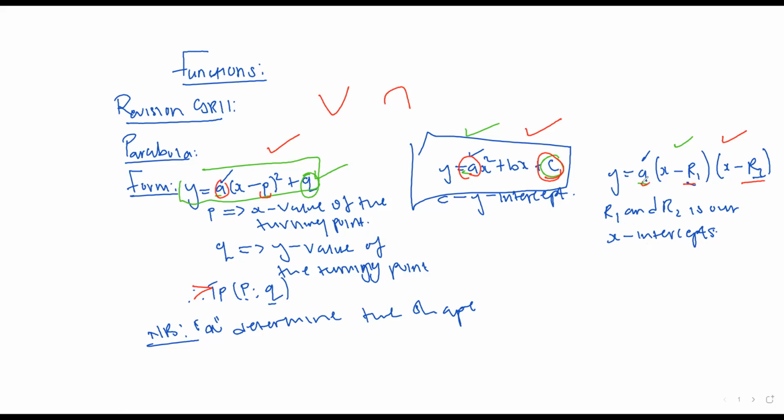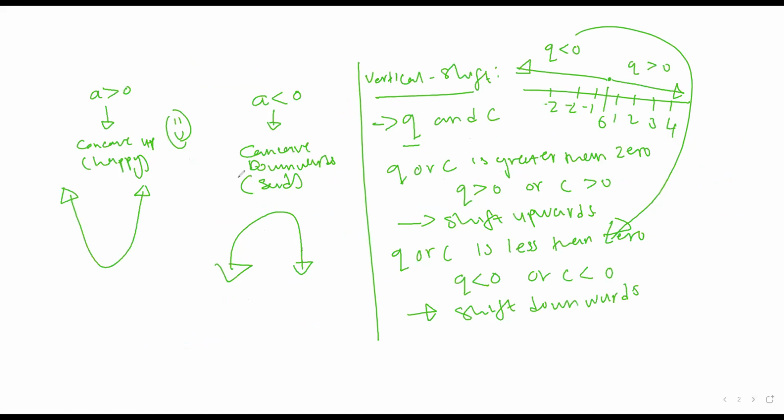And our A also determines the shape. If A is positive, our parabola is happy. If A is negative, our parabola is sad. Always like that. Q and C shift the graph vertically, either upward or downward. If we subtract Q or C, we shift the graph downward. If we add Q or C, we shift the graph upwards.